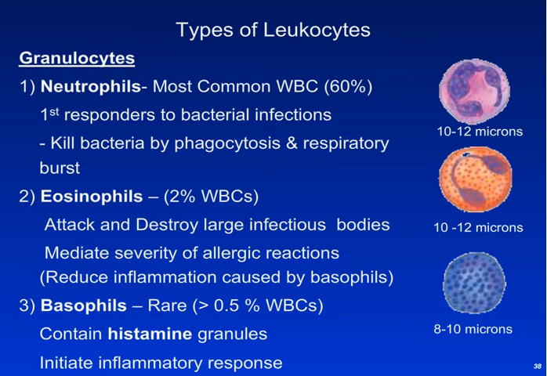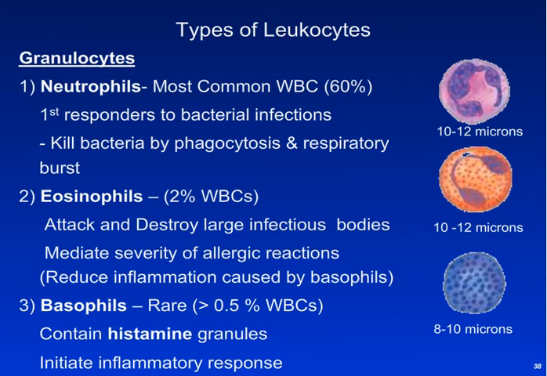And again, basophils are very, very rare. They're less than 0.5% of white blood cells. And so to find a basophil in a normal blood smear, you often have to look through an entire smear, an entire slide, to identify maybe just one or two basophils.